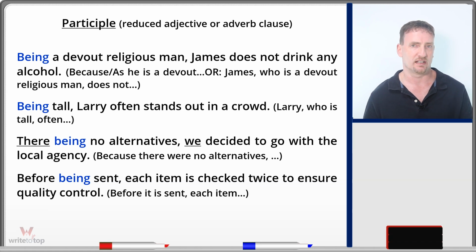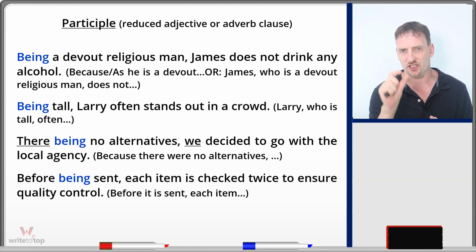You can't do this with a passive participle. You can't say being a devout man. That doesn't work. And again, same idea. Being tall, Larry often stands out in a crowd. Larry, who is tall.